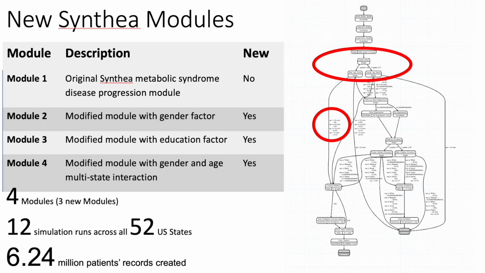We created 3 new synthetic diabetes modules, adding age, gender, and education. Overall, 12 simulation runs covering all 52 US states and 6.24 million patients were created for the project.